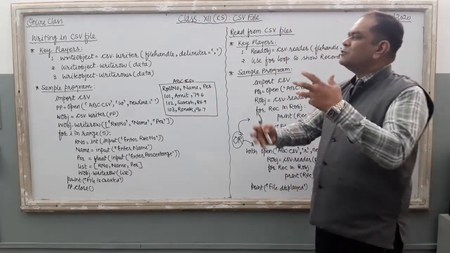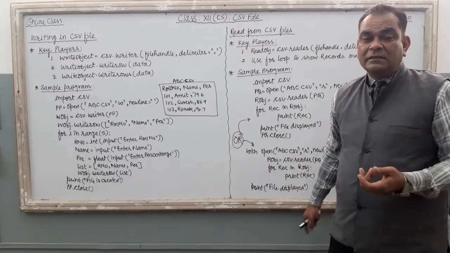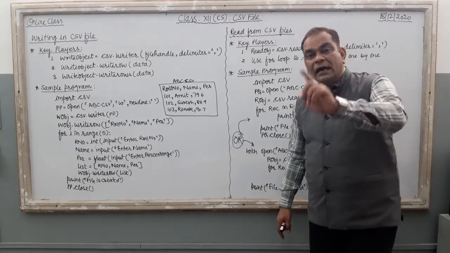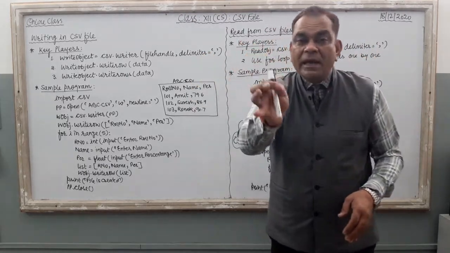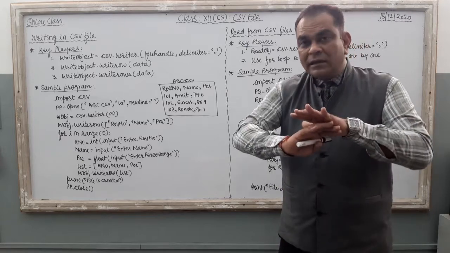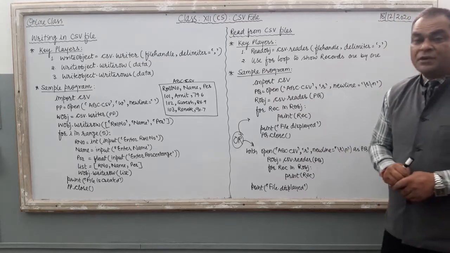Here you can choose a delimiter. The comma is known as the delimiter, students. If you want to choose any other delimiter, you can choose it. You can use the pipe symbol, you can use semicolon as a delimiter. There are n number of options available for CSV file operation.